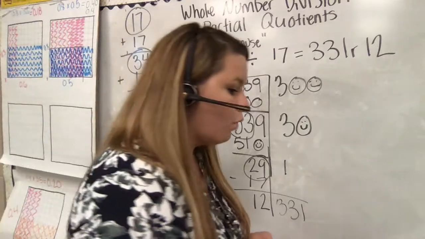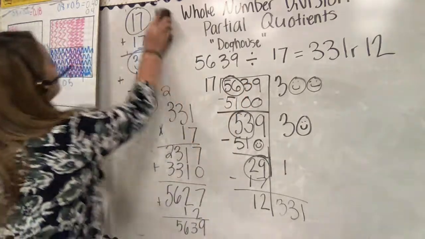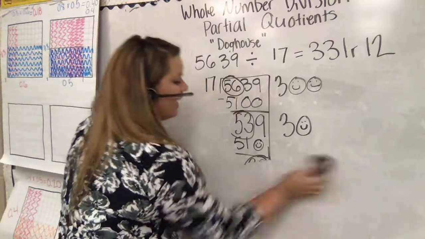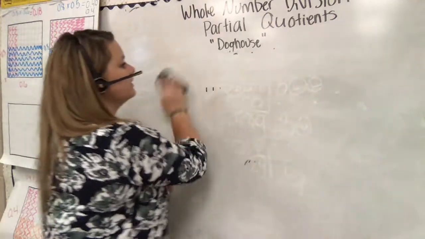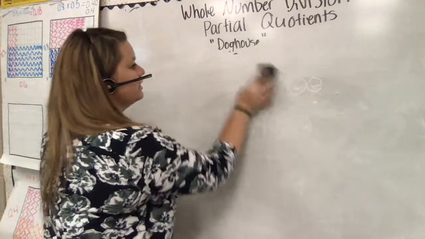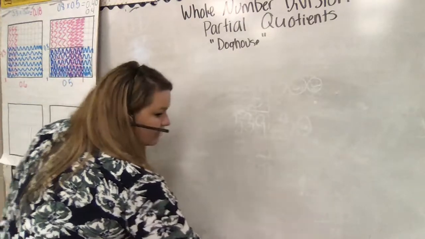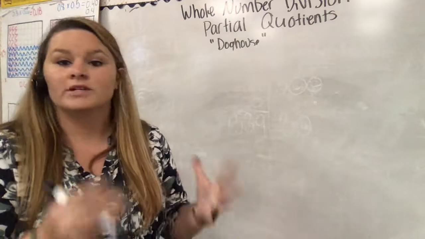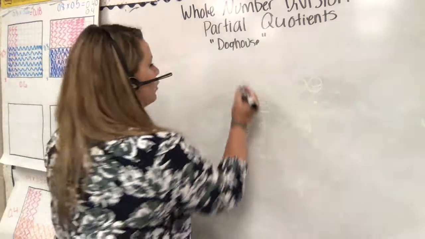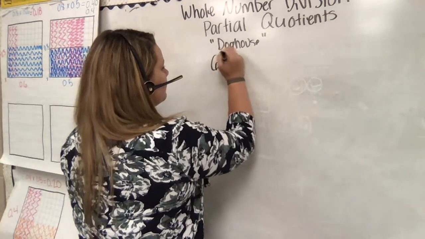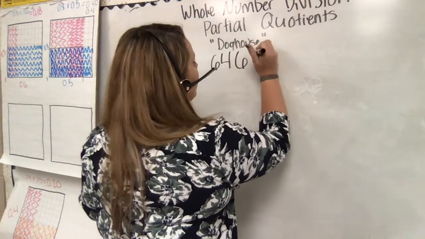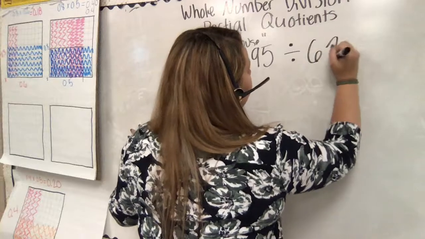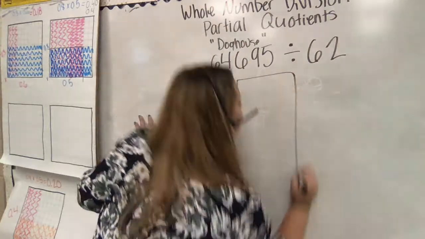All right, so I'm going to do one more example of a partial quotient problem that has a double-digit divisor. And so the key with this is really just making sure you list out your multiples correctly, because I've noticed that's where it's easiest to make the mistake. So this time we're going to do 64,695 divided by 62. Okay, so I'm going to set it up the same way.